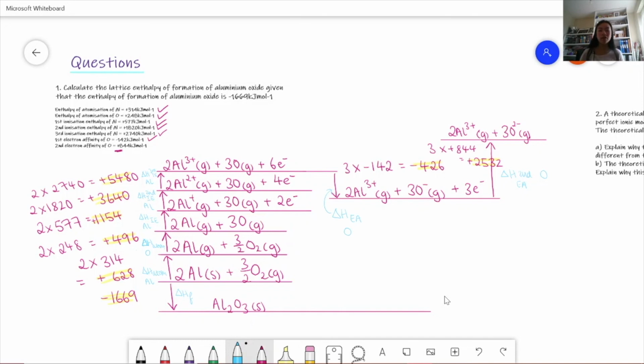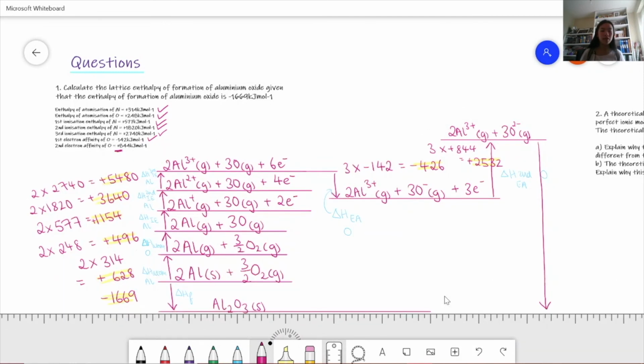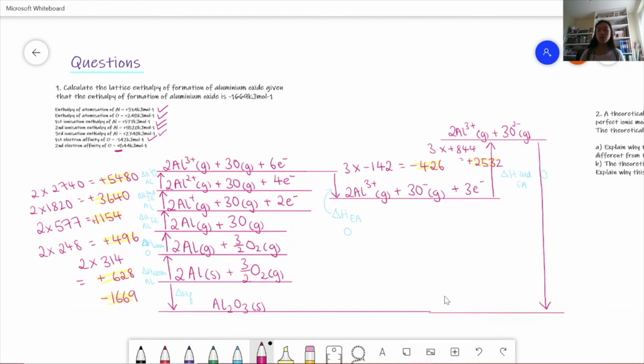And so if we draw an arrow straight down and we extend this bottom line further, this will give us our value for this lattice enthalpy of formation. And so now we can work out what it is by applying Hess's law and following all the arrows through.